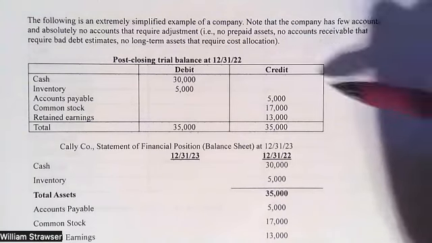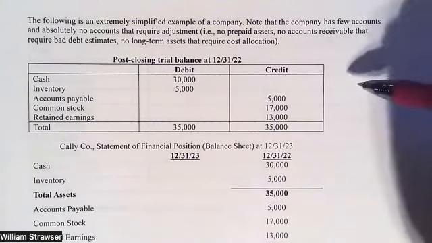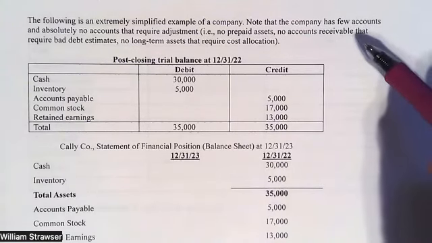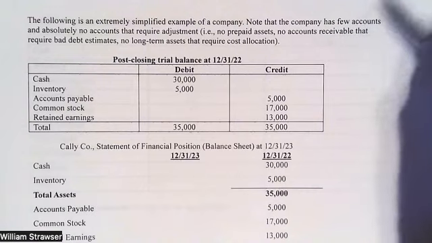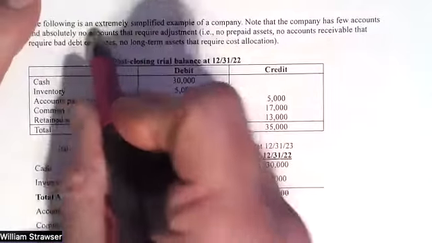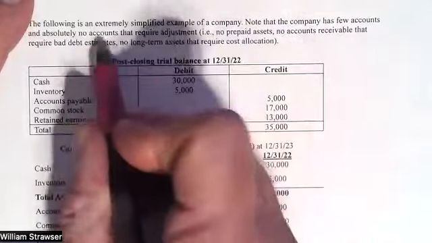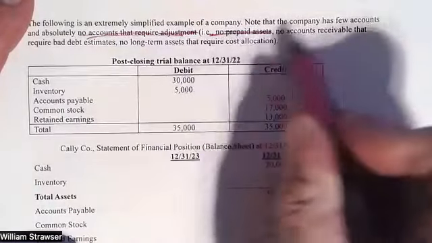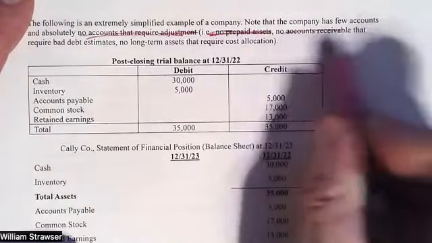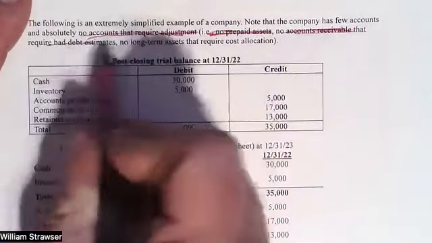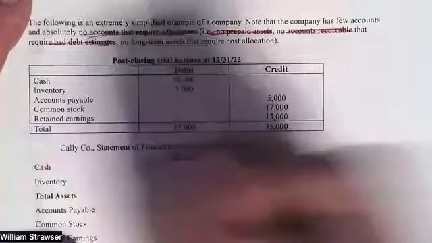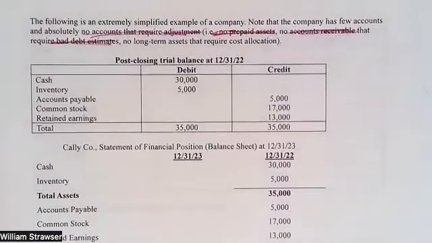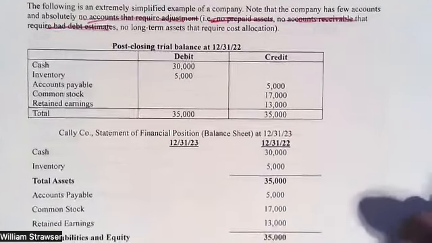So, a real simplified example. Yeah, very few accounts. And I lie because I changed it right before this meeting. There's no accounts that require adjustments. I put one in there. I also put some receivables in there. There are still no long-term assets that require cost allocation, though. So that part is not a lie, even after I altered the document slightly.